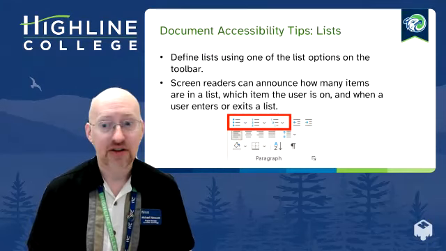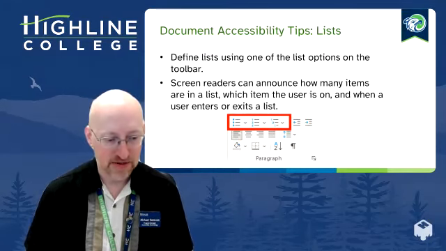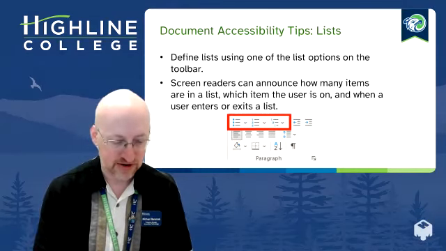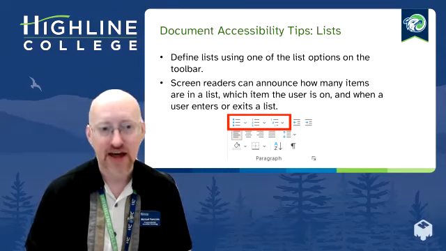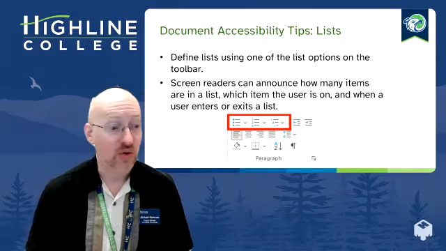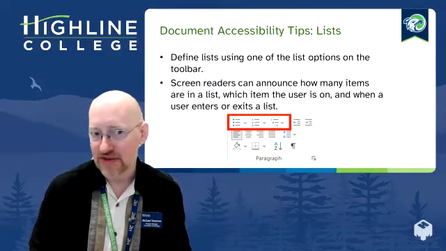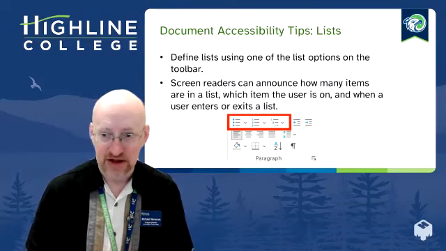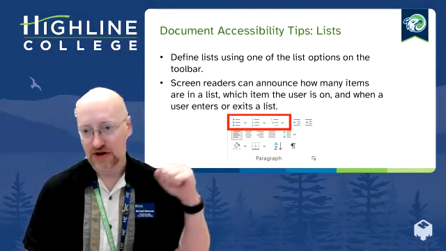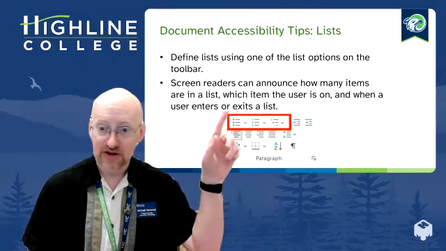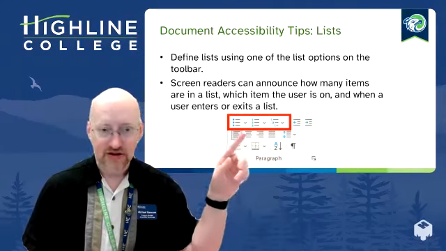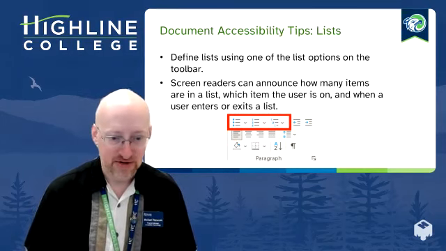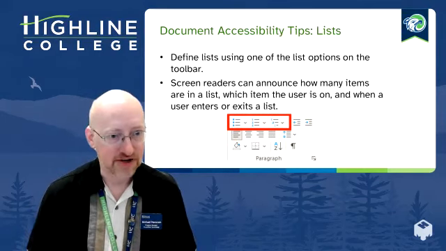When you're making lists, a lot of times it's very common to just go through and use a little dash or the asterisk character to start your lists. And while Word and Google Docs are both pretty good about watching for that and automatically turning it into a list, you want to make sure that either it is turning into a list or you're actually using the list options to build your lists as you go along. And again, that's because screen readers can access this information.